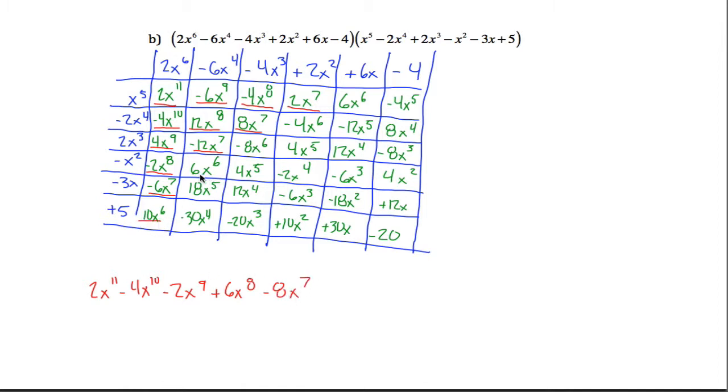6, 10, and 6 gives me 16. Minus 8 gives me 8. Minus 4 gives me 4. Plus 6 gives me 10. 5th, 18, and 4 gives me 22. And 4 gives me 26. Minus 4 gives me 22. Minus 12 gives me 10.